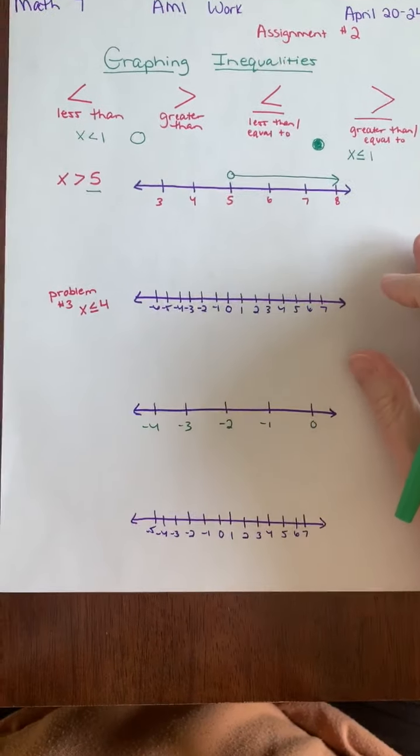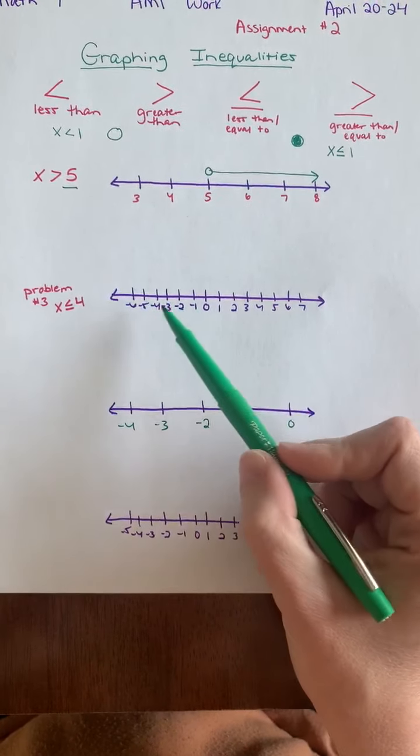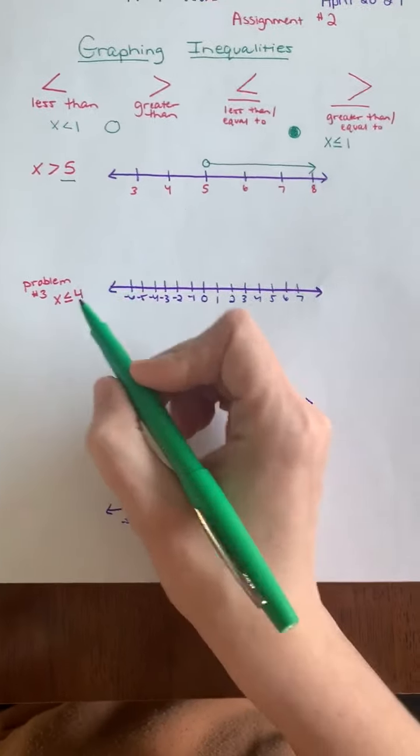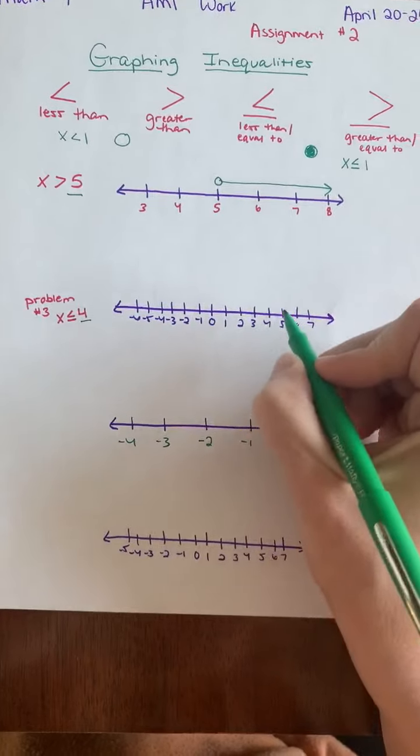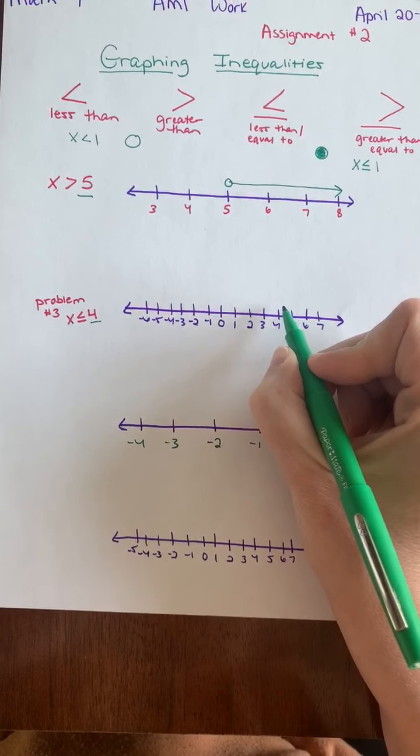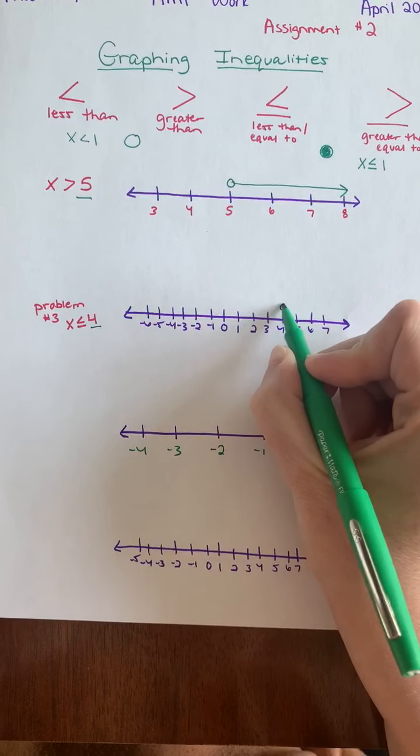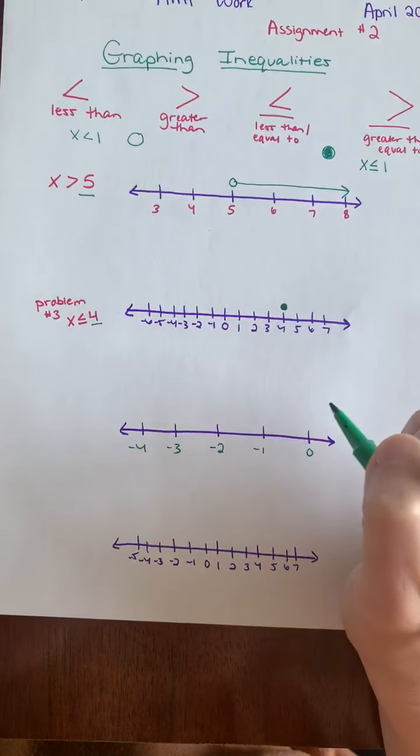Okay, number 3 on your worksheet, x is less than or equal to 4, and your worksheet had a lot more numbers, so I tried to include more of them. Once again, I'm going to start here. Since my variable is by itself, I'm going to go to 4, which is over here. And this is less than or equal to, okay? So I'm going to have a closed in circle because 4 could be a solution to this problem.